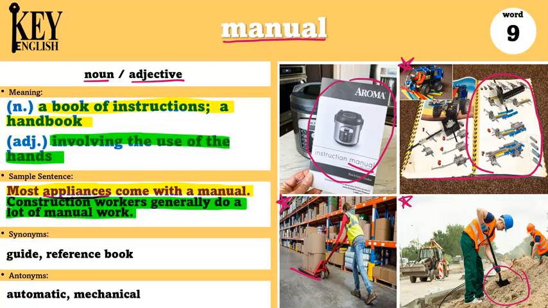Usually jobs where you do manual work are very difficult. Synonyms of manual are guide and reference book. And antonyms are automatic and mechanical.